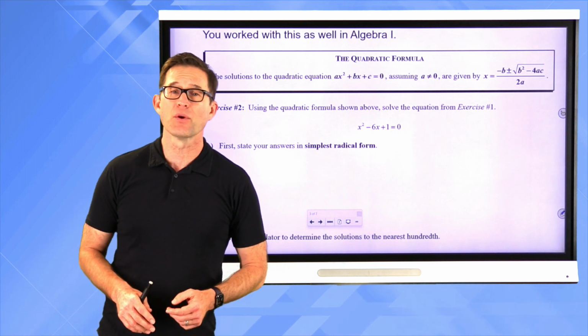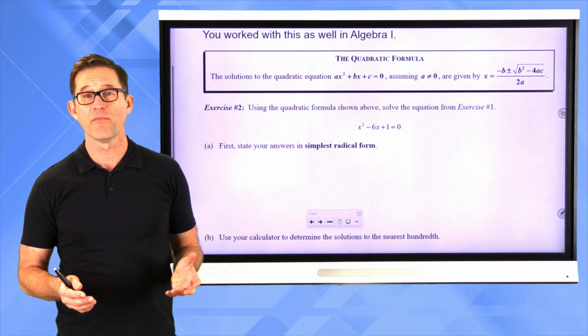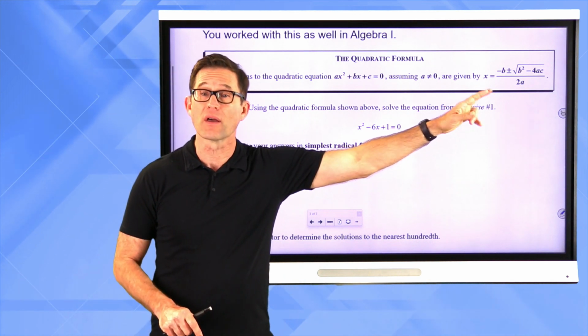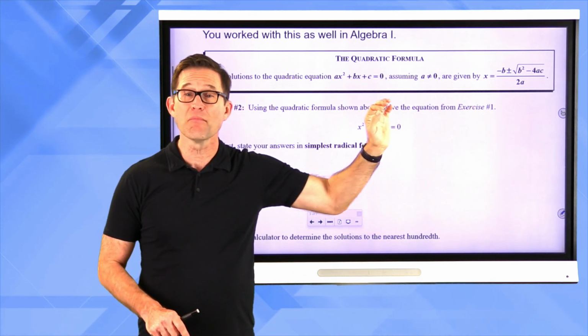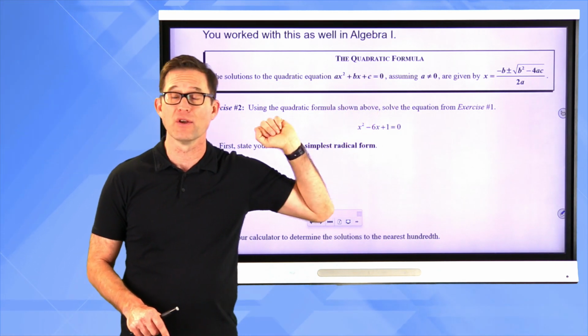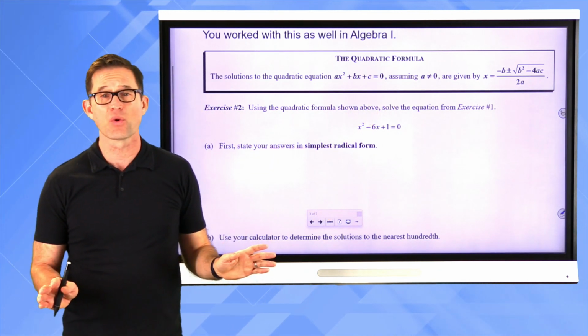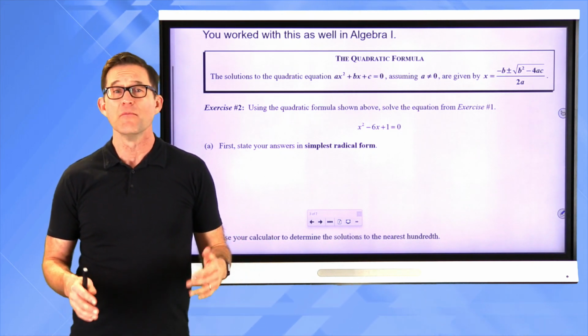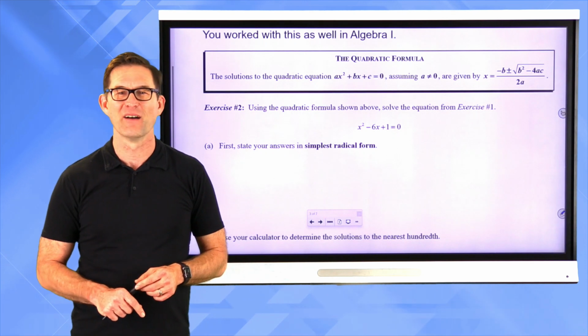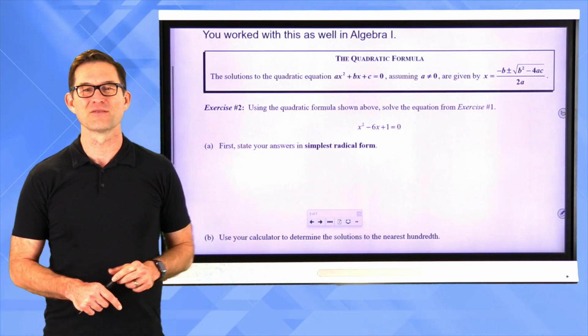This is quite possibly one of the most famous formulas in all of math, and again, you can actually derive this formula. You can come up with it by completing the square on this general quadratic equation. That's beyond the scope of this course, so we're not going to do it here, but it is kind of an interesting and fun challenge. Interesting and fun, I'm sure. So let's take a look at exercise number 2.